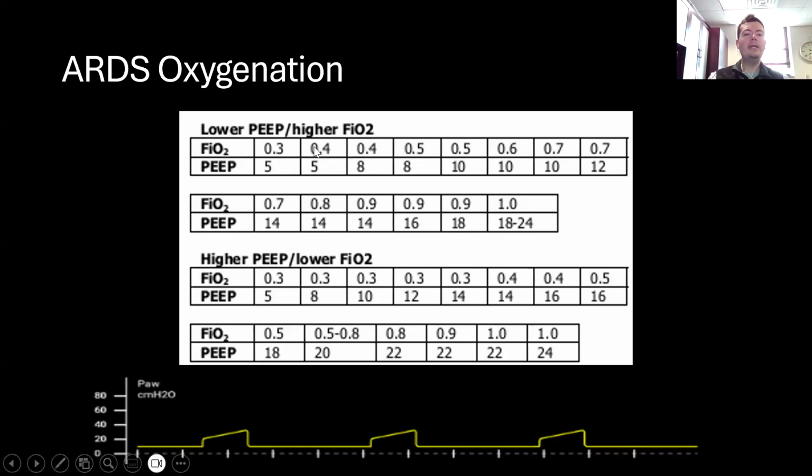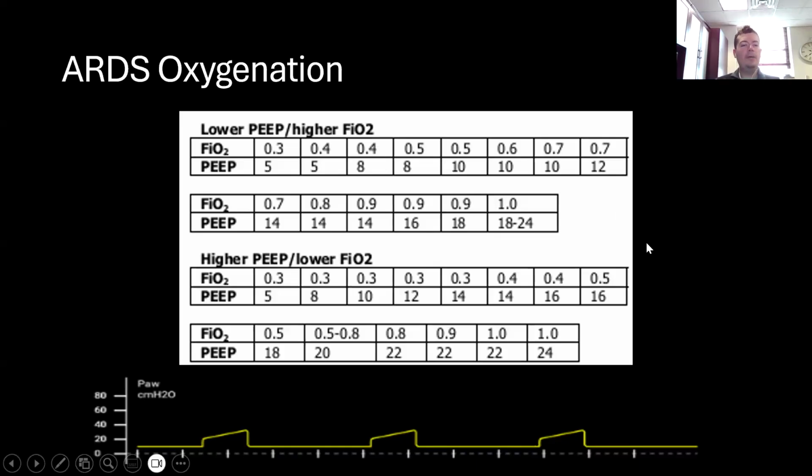And then increasing in this stepwise fashion. So if your patient is still not oxygenating in a satisfactory way, you would then increase your FiO2 next to 40%, keeping your PEEP the same. The next step would be to increase your PEEP, keeping your FiO2 the same, and so on.